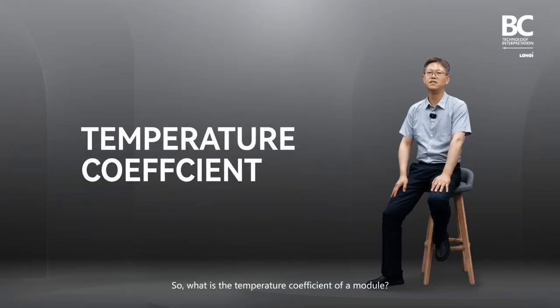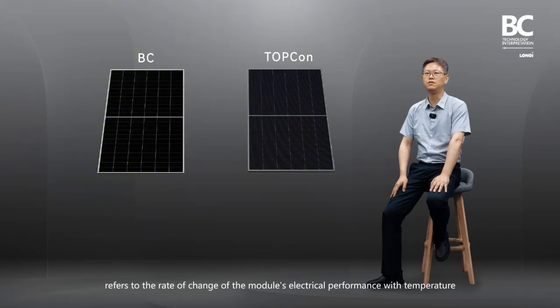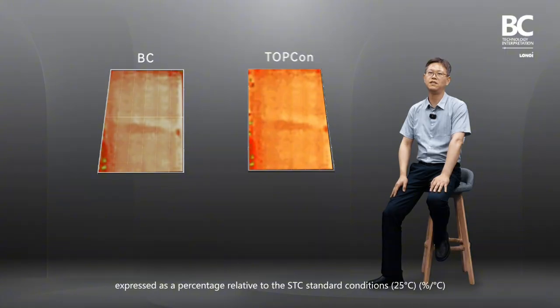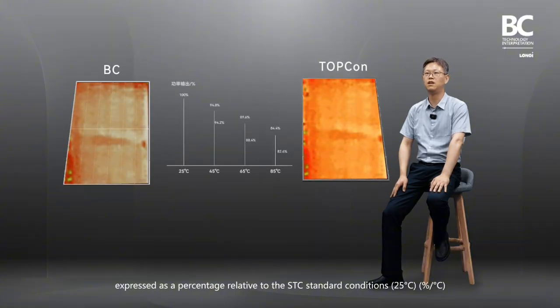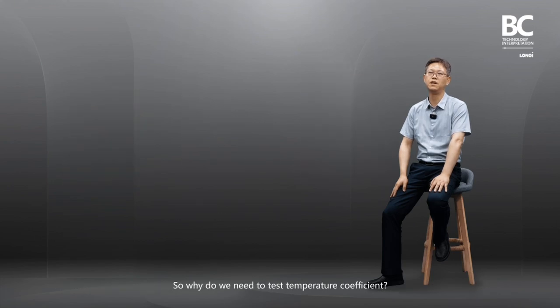So, what is the temperature coefficient of a module? The temperature coefficient of a photovoltaic module refers to the rate of change of the module's electrical performance with temperature, expressed as a percentage relative to the STC standard conditions, 25 degrees C. Specifically, for every 1 degree C increase in the module temperature, its output power decreases by approximately 0.2% to 0.5%.